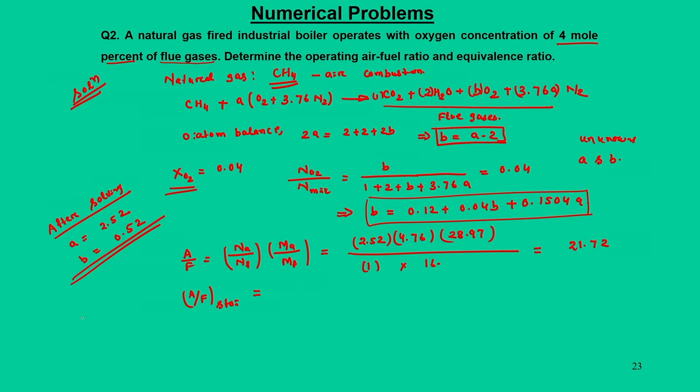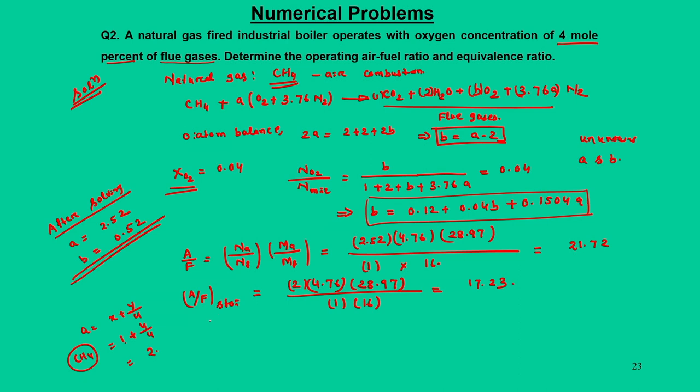Now, when I say A by F stoichiometric, at the stoichiometric you have A is equal to x plus y by 4. So, x plus y by 4 means that is 1 plus 4 by 4 for methane. For methane we can write x is equal to 1, y is equal to 4. So, A is equal to 2. So, number of moles will be 2 into 4.76 into 28.97 divided by 1 into number of moles of fuel is 1 into 16.